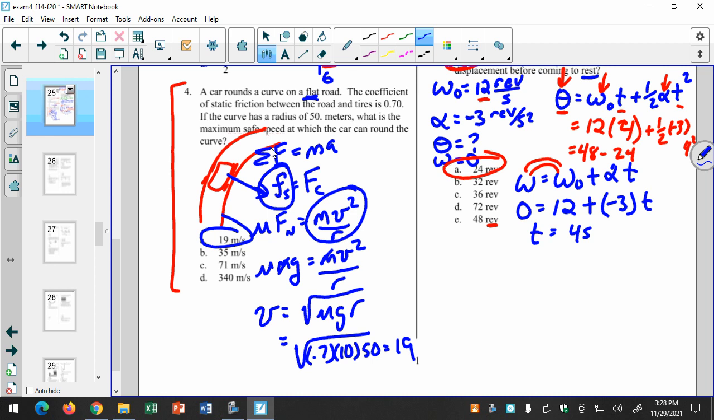Remember, the centripetal force is not a separate force. It's just a term that we use to describe the center-seeking force when we have an object that's moving in a circular path. If I have an object moving in a circular path, it will always have a centripetal force, some force that's pulling it into that path. And in this case, that is the static frictional force.